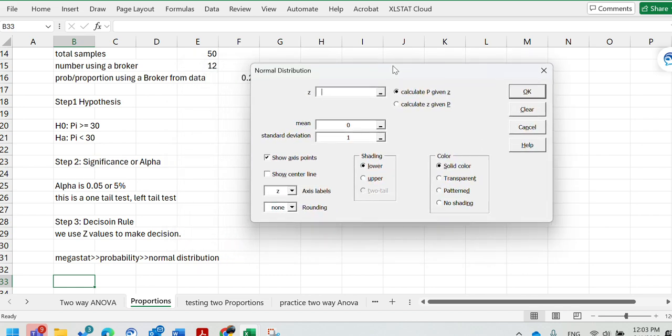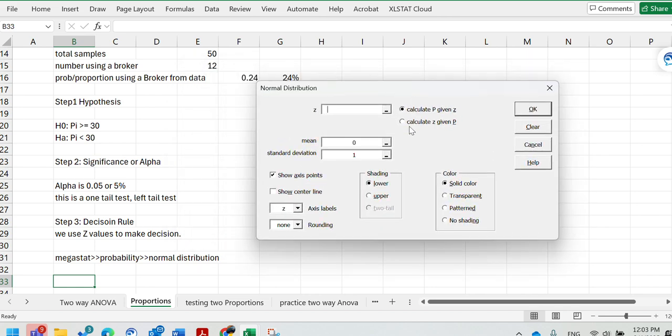Now we want to find the value of Z. So calculate Z. Make sure you're using calculate Z. By default, it comes to 5%, and we also want 5%, so just don't disturb it. Just leave it at 5.